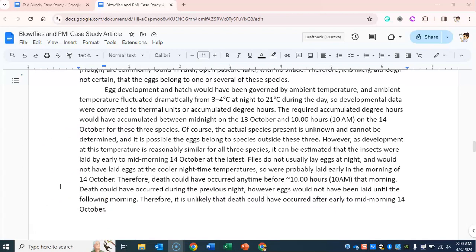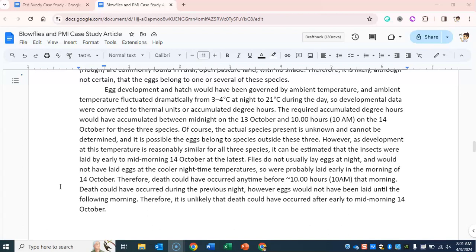Egg development and hatch would have been governed by ambient temperature, and ambient temperature fluctuated dramatically from 3 to 4 degrees Celsius at night to 21 degrees Celsius during the day, so developmental data were converted to thermal units or accumulated degree hours. The required accumulated degree hours would have accumulated between midnight on the 13th of October and 10 a.m. on the 14th of October for these three species.